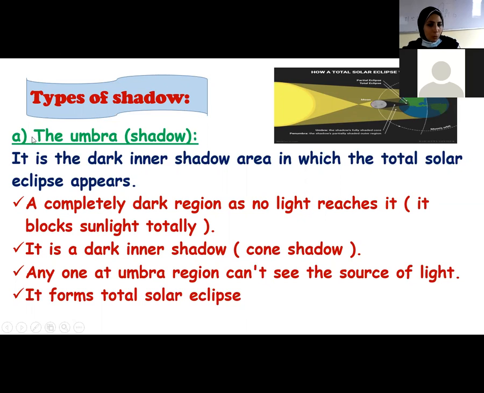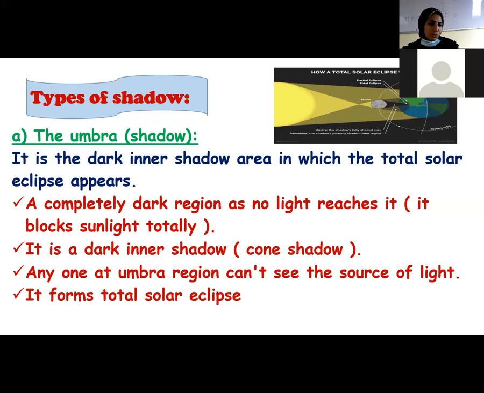So the first type of shadow is the umbra shadow, a dark inner shadow. In the umbra shadow, the total solar eclipse happens because the moon blocks all the sunlight. There is no sunlight reaching the earth. Anyone who lives in the umbra region here can't see the source of the light, so it forms the total solar eclipse.